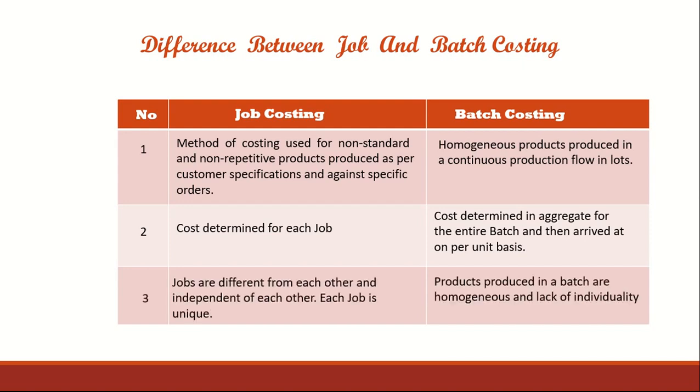Under job costing, jobs are different from each other and independent of each other. Each job is unique. Under batch costing, products produced in a batch are homogeneous and lack individuality.